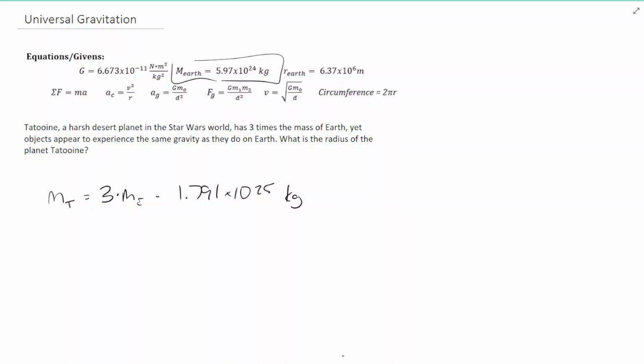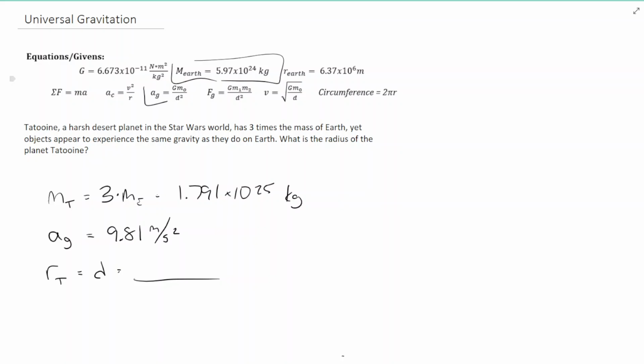But they tell you that it experiences the same gravity as on Earth. And the gravitational field strength, we use Ag. Since it's the same as Earth, we'll use what it is on Earth, which is 9.81 meters per second squared. And what we're trying to find is the radius of the planet. If we're on the surface, the radius of Tatooine would also be known as d. And so we're trying to find what d is.